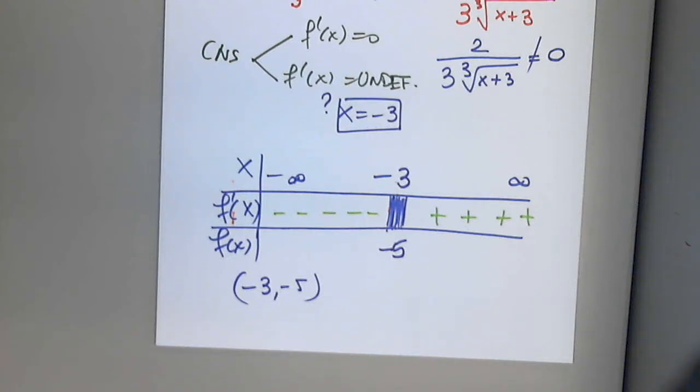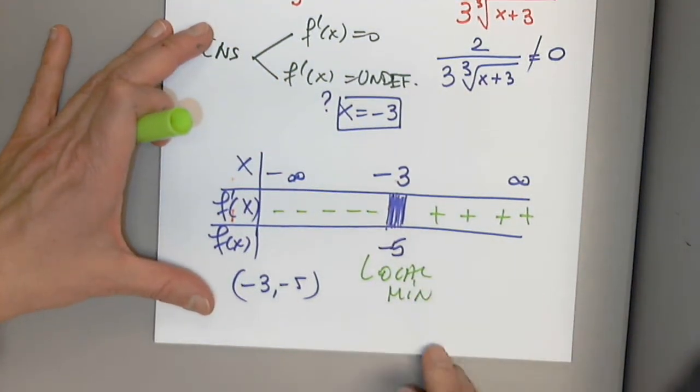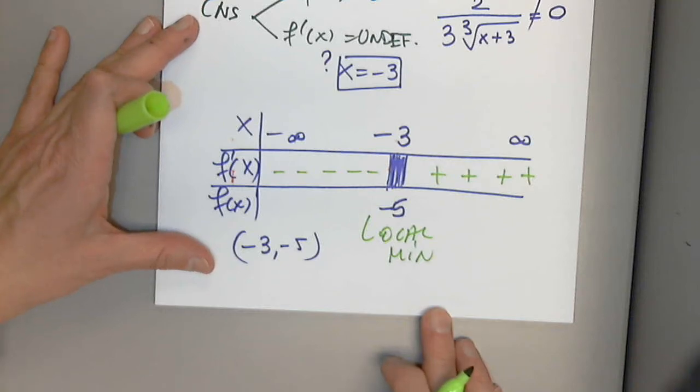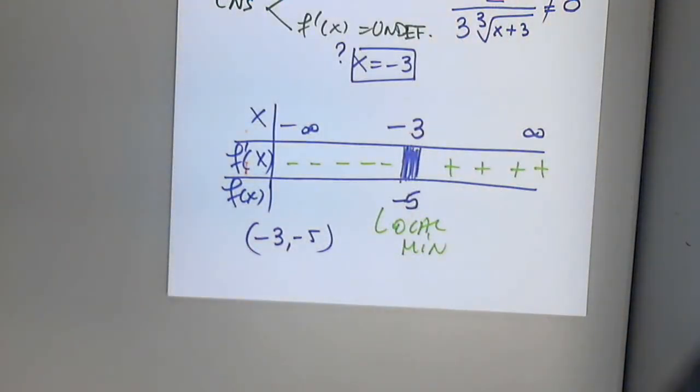Why is it a minimum? Because on this side, the slope is negative. Here, it must be undefined or 0, whatever. And on this side, it is positive. And this is typical for a local min. Guaranteed. Any questions? Any questions?